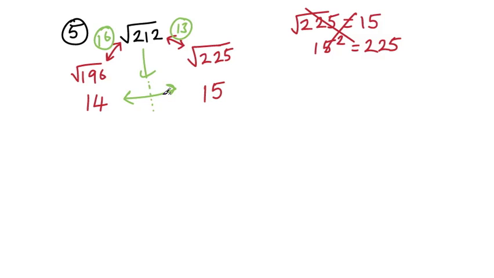So if this was a line down the middle, 212 would in fact be approximately here, so slightly closer to the 15. So we could even estimate this as 14.6, 14.7, and this would be a very good estimate. But we're lucky. The question just asks us between which two whole numbers is the square root of 212, so the answers would be 14 and 15. So that was question number 5.